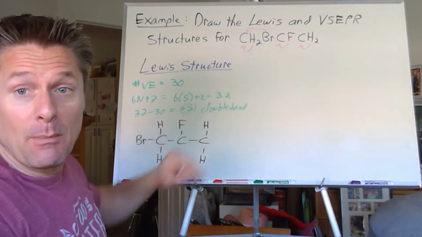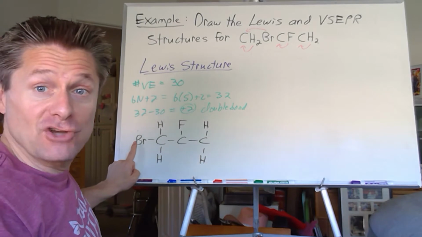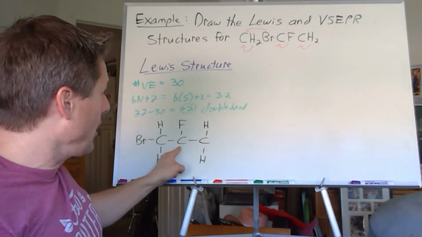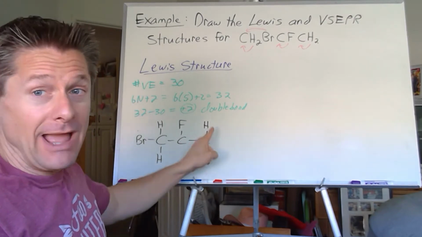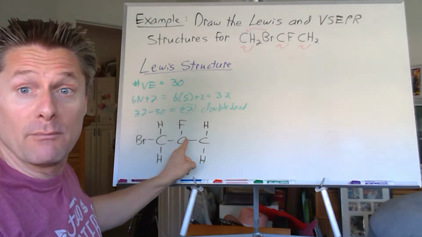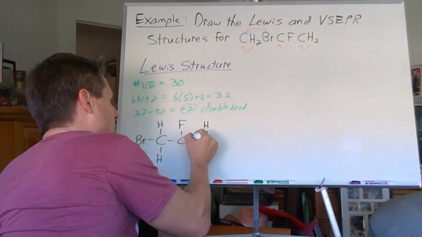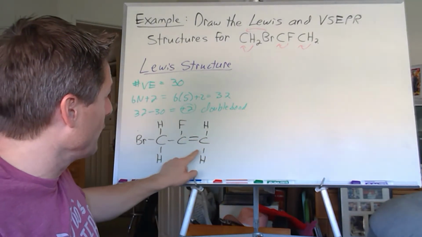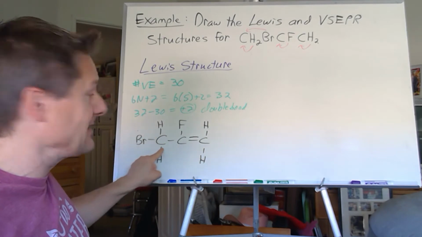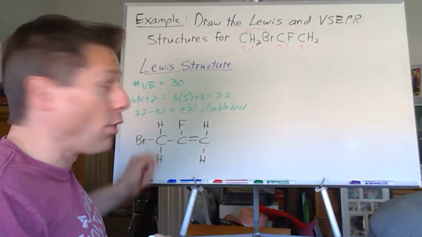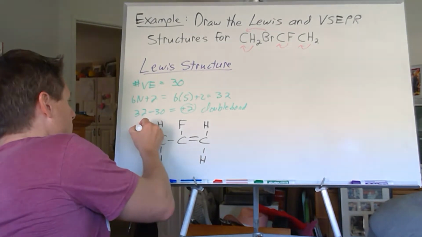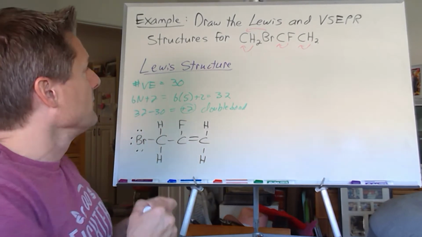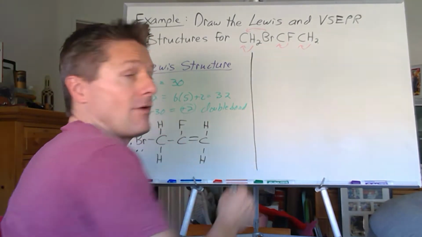We need to place a double bond in there. Can't go to the first carbon because that already has 4 bonds. That would disobey the octet rule. This carbon has 3, that carbon has 3. It can't go to hydrogens. Fluorine prefers 1 bond, so it doesn't want it. So it seems pretty obvious to me that the double bond has to go there. So now that carbon has 2, 4, 6, 8, 2, 4, 6, 8, 2, 4, 6, 8. Octet rules. This bromine needs some lone pairs, right? 2, 4, 6, 8. There's our Lewis structure.